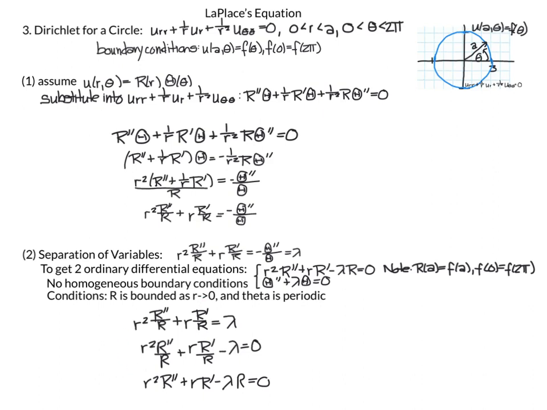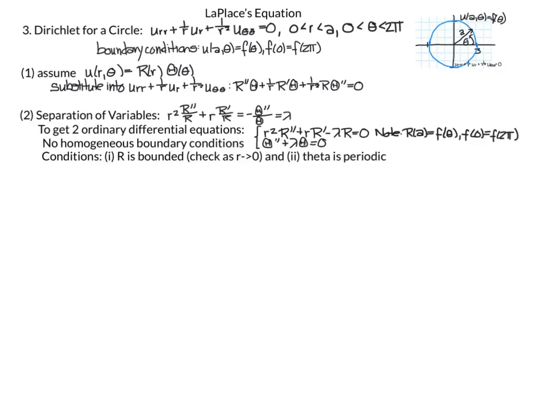And here I just showed the algebra I did to go from our separation of variables, where we get r squared R double prime over R plus r times R prime over R is equal to lambda, how I get this ordinary differential equation here. And I didn't do Theta for you, but I'm sure you can do it on your own.